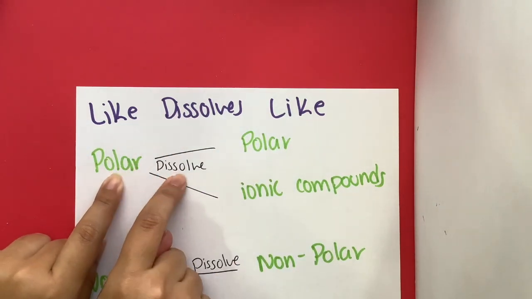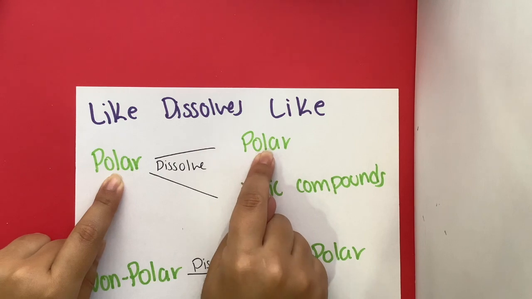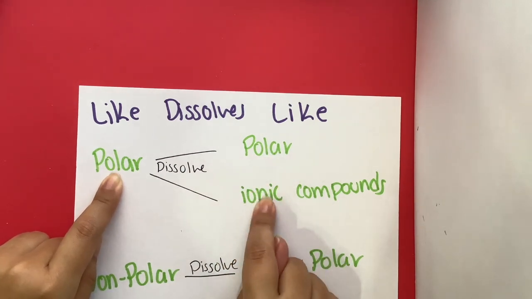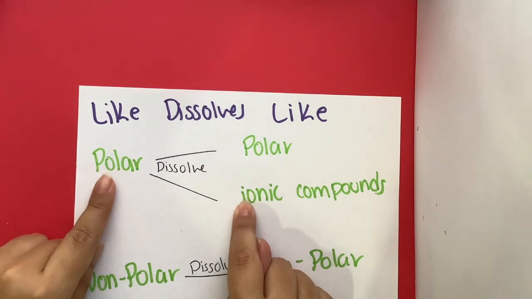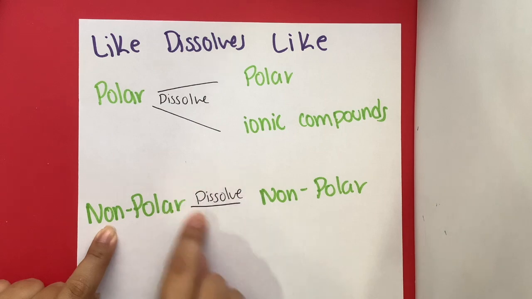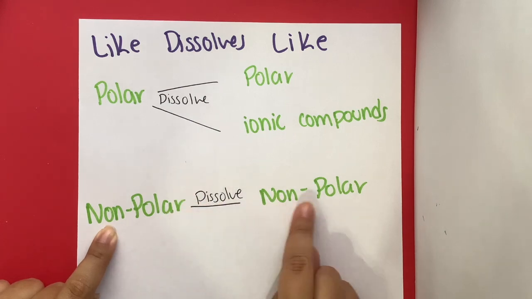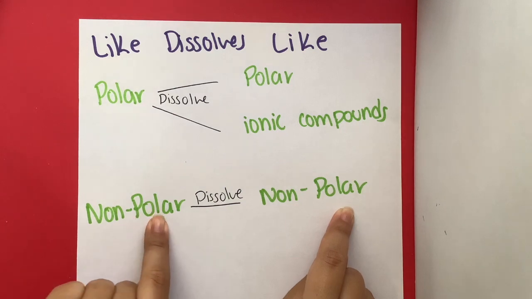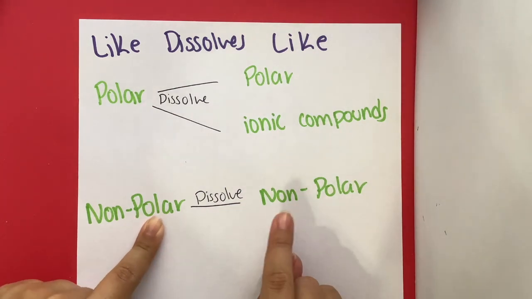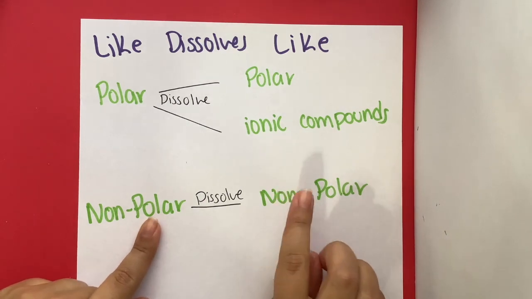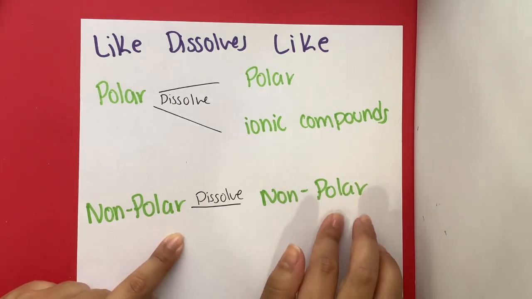Polar molecules are going to be able to dissolve other polar molecules and ionic compounds, because remember, ionic compounds also have a positive and a negative side. Non-polar molecules are only going to be able to dissolve non-polar molecules. Non-polar molecules do not have a positive and negative side, so they can only dissolve other non-polar molecules.